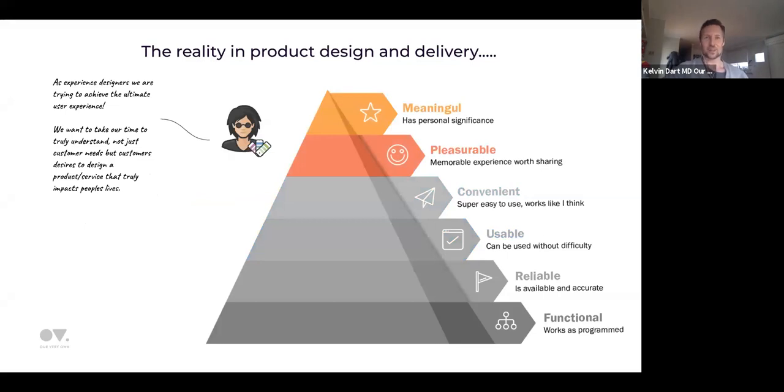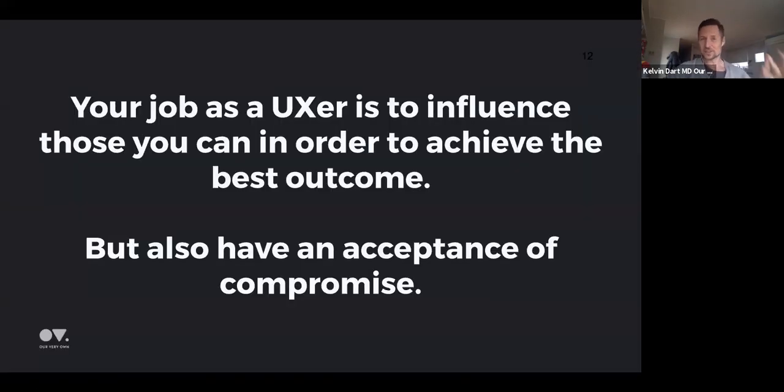And then for those that are designers on this call, yeah, of course, we're looking for the ultimate goal. And we're getting deep into this research. We're really understanding the key pain points of our users and consumers. Now, we're hearing the voice of the customer, and we want to make sure that our solutions meet all of those things. We want to remove the pain, and we want to create this amazing, meaningful and pleasurable experience. And that's just the reality when we kick into projects. So our job as UXers is to influence those in order to achieve the best outcome we can, rather than the best outcome. And also just accepting the fact that, yeah, there will be compromises.